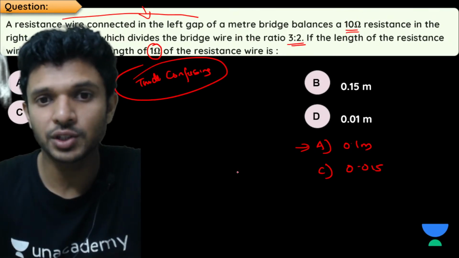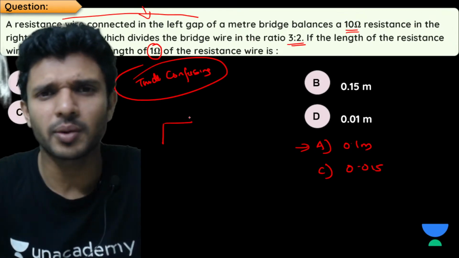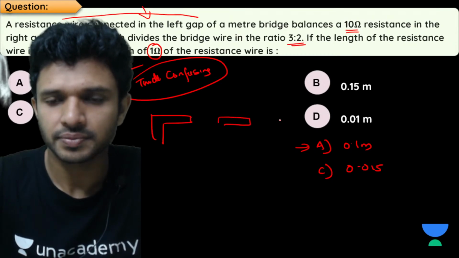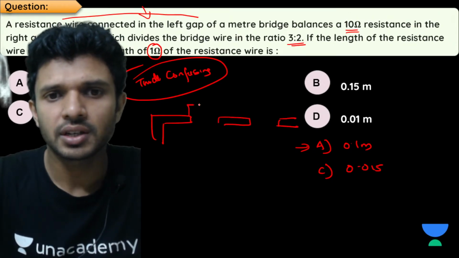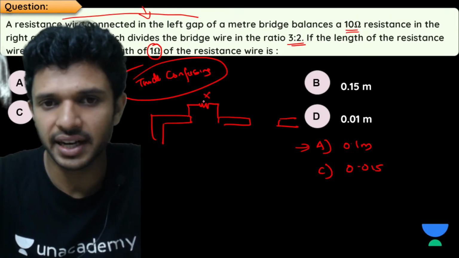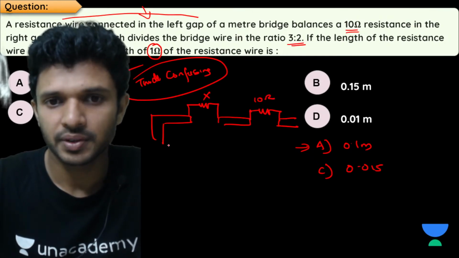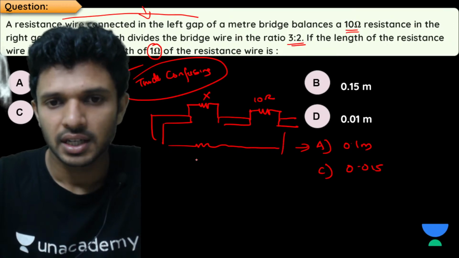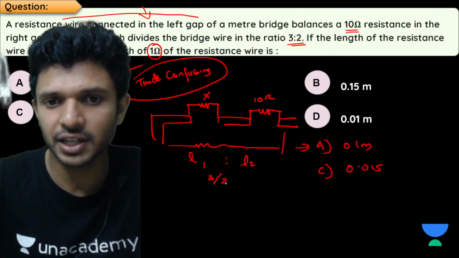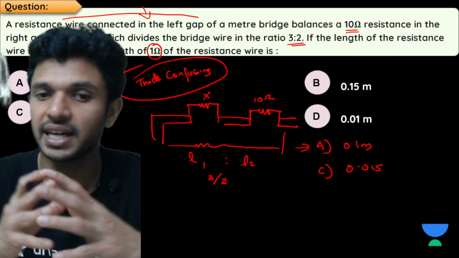Let me tell you how this question can be done. Whenever you do problems related to meter bridge, initially it will be better if you draw the figure. Here an unknown wire X is given, and here we have a resistance of 10 ohm. So L1 to L2 is given as 3/2, which means the length on the left gap to the length on the right gap is 3/2.